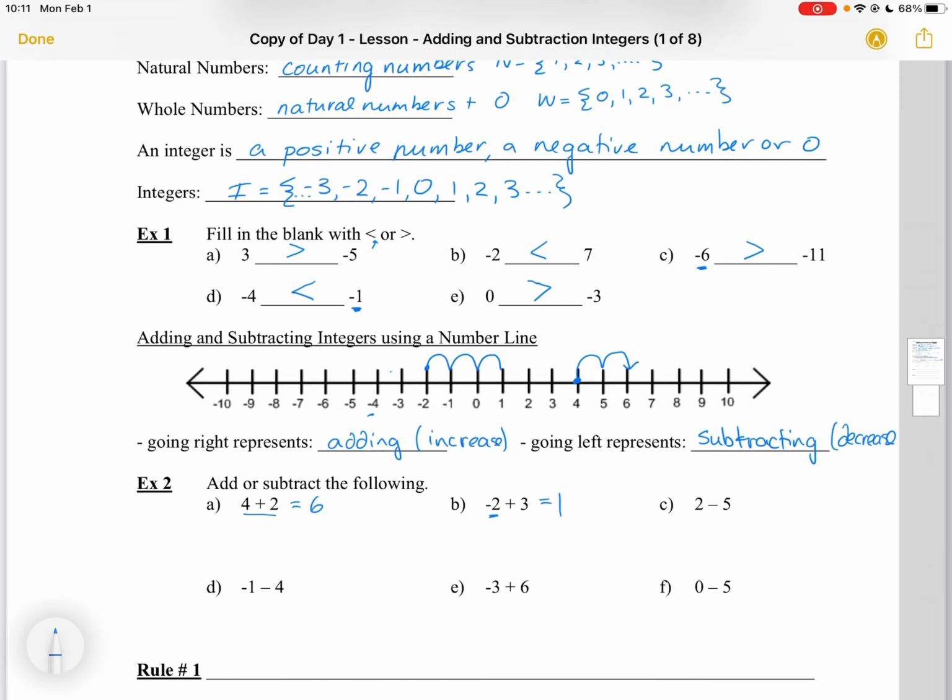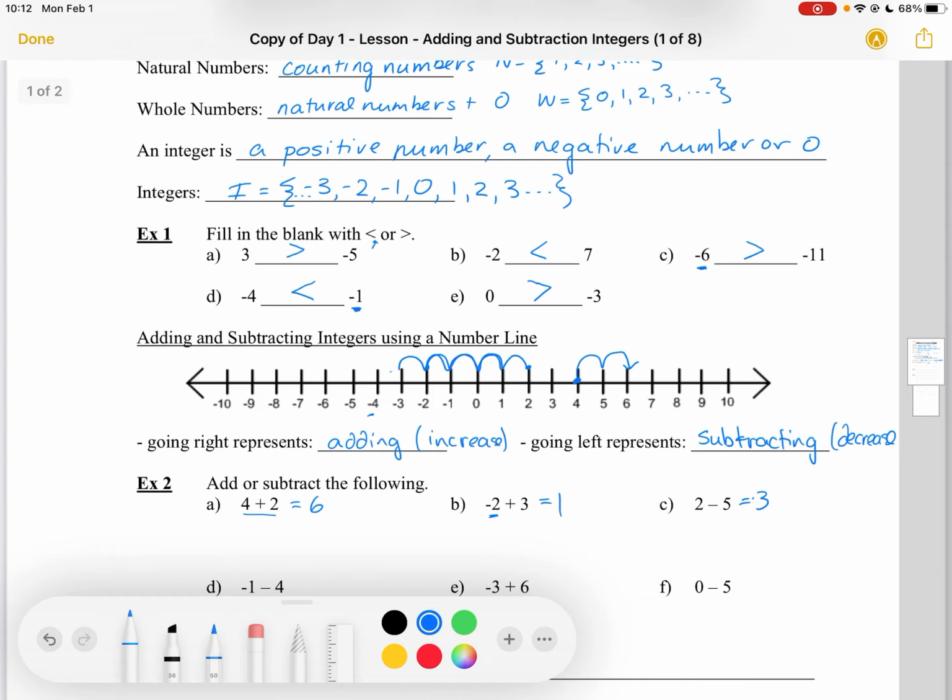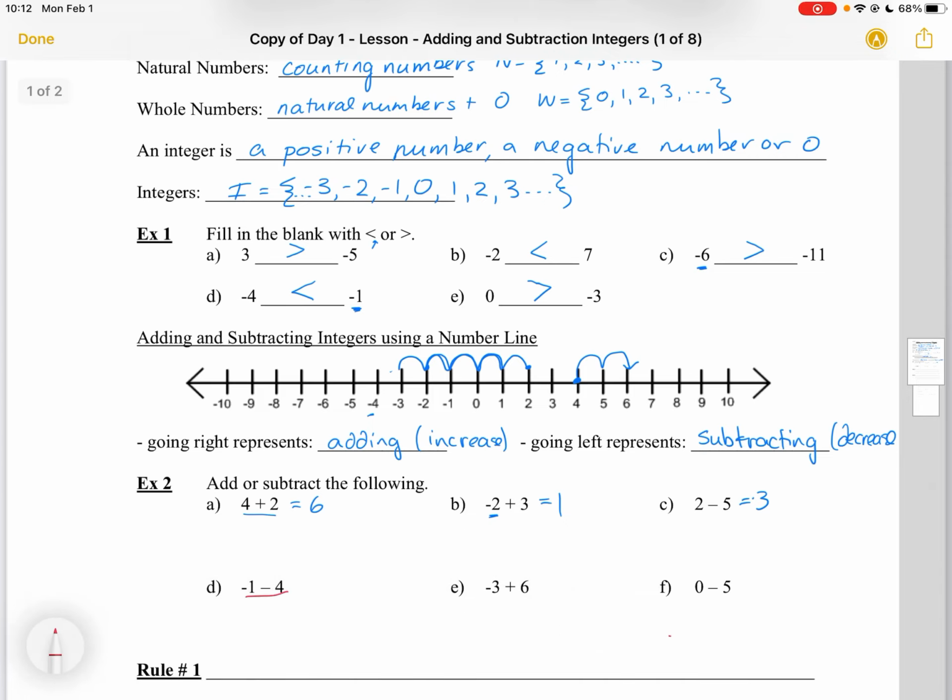Example C, now I've got 2 minus 5. So I'm going to start at positive 2. I'm subtracting, so I'm going to go to the left. 1, 2, 3, 4, 5. All the way to minus 3. Next one is minus 1, minus 4. Switch colors here. So now I'm in red. So I've got minus 1. That first number is where I'm starting at on my number line, and I'm going to go 4 to the left. 1, 2, 3, 4, which gives me minus 5.